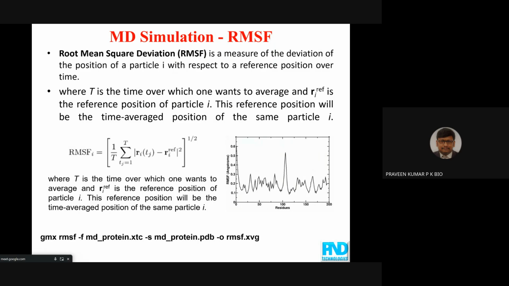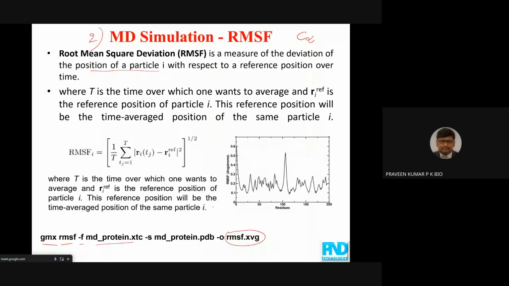And the next output of MD simulation is RMSF. Here it is a measure of the deviation of the position of a particle with reference. One can remember that C alpha fluctuations are determined through RMSF. To work with RMSF, we use the GMX command, the rmsf parameter, give the file, and finally you give rmsf.xvg. So this is the output file we get. If you open the output in XMGrace, we get this kind of output.